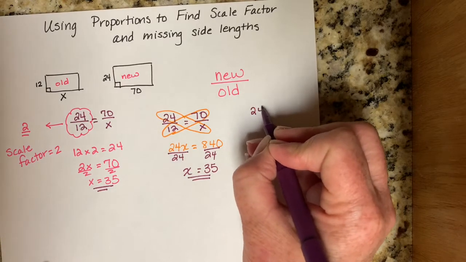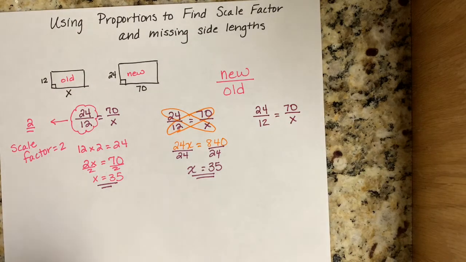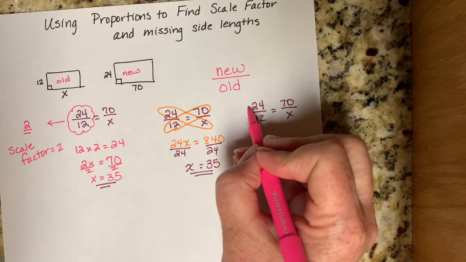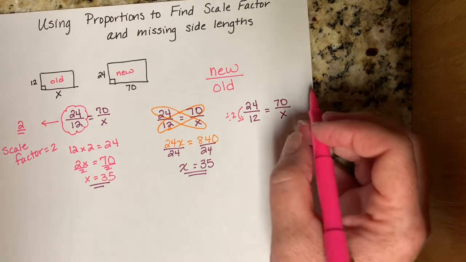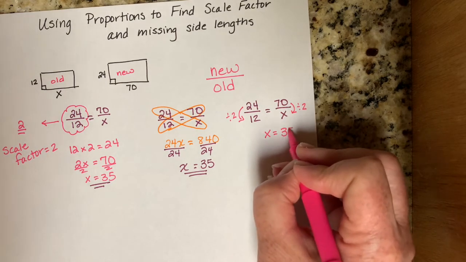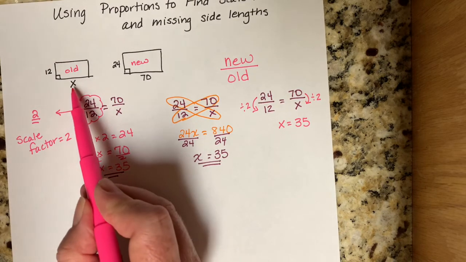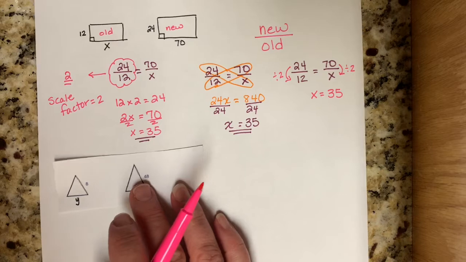I'm going to show you one last way. What I do notice here, this is very similar to the first way that I showed, is that 24 divided by 2 is 12. So just like with any equivalent fraction, I can take that 70, divide it by 2, and find out that x equals 35. So that's three different ways that I can figure out the missing side length of that rectangle. I can also find my scale factor with that. So let's move on to one other problem.